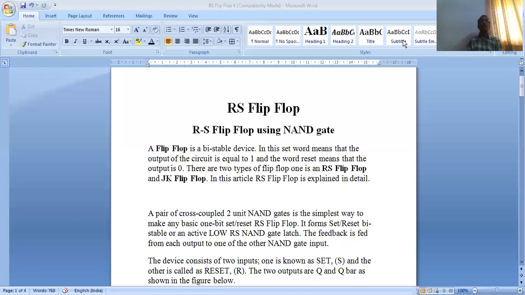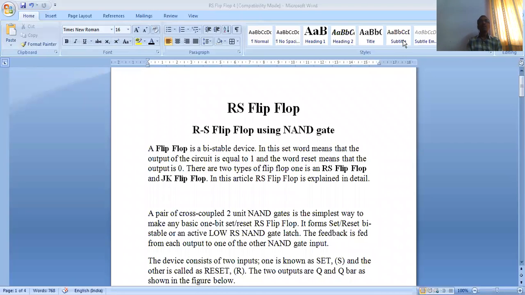A flip-flop is a bistable device, just like in general life some people are bistable. They do not stick to a single stable state. That's why they are also called bistable. They keep changing in a fraction of a second, which is why it is called a flip-flop. In this, the word SET means that the output of the circuit is equal to 1.